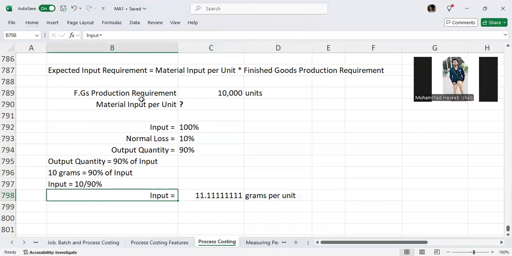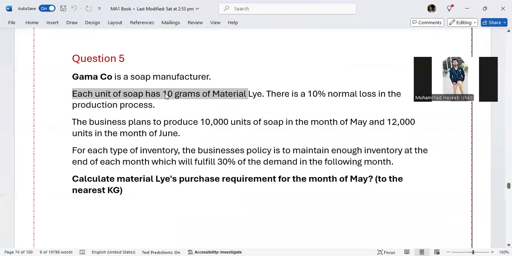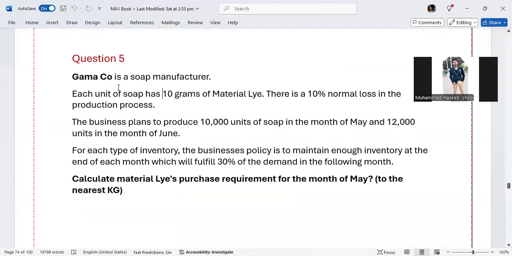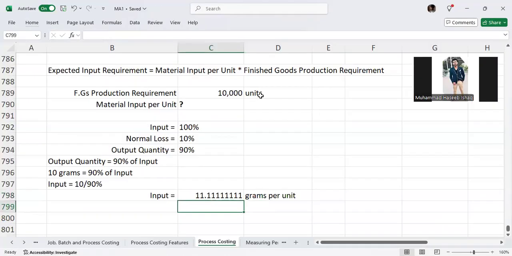This is the material input per unit. In order to produce a soap that contains 10 grams of material L, we have to input 11.11 grams of material L. We must input the 11.11 grams of material L into the production process. Only then could we come to a unit of soap that has 10 grams of material L. We can see that it works.